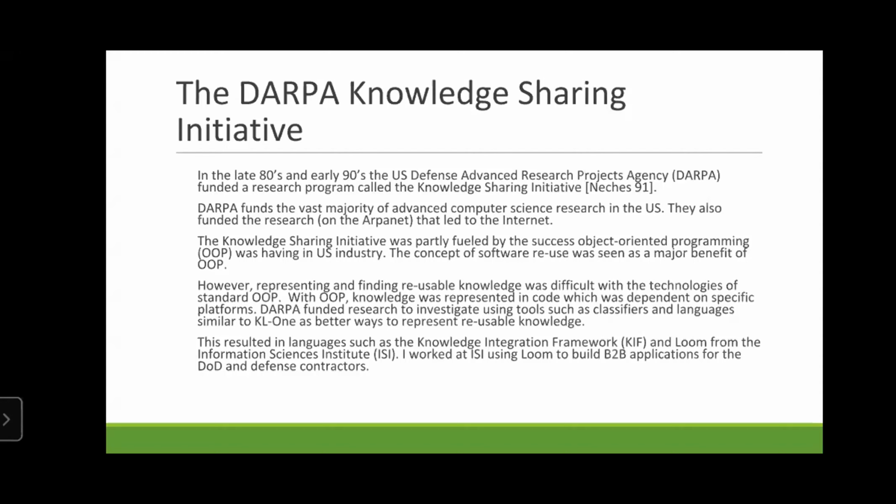So the goal of the knowledge sharing initiative was to find ways to get beyond these restrictions of object-oriented programming and to facilitate reuse at the level of knowledge as opposed to at the level of code. And this resulted in several different languages being developed. I'm only mentioning two here, but there are several more. One of them was called the Knowledge Interchange Format, or KIF, and another one was called Loom. And Loom was one of the direct successors to KL-ONE. And it was a language that had a classifier.